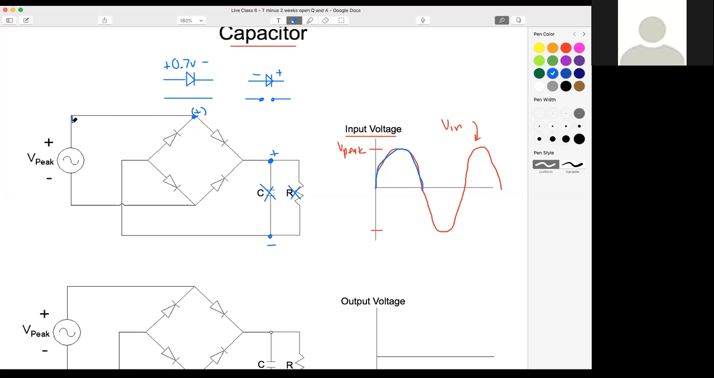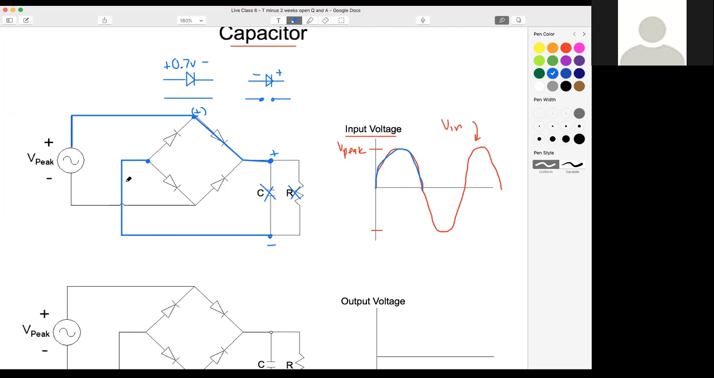There we go. So here's our path, right? We're on a positive half cycle. We're going to go this way, to our load. Next, that current's going to go through our load. It's going to return, right, on the other side of our load, and it's going to get to this point.